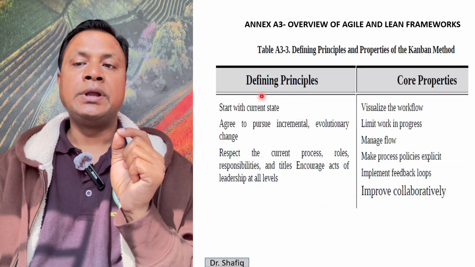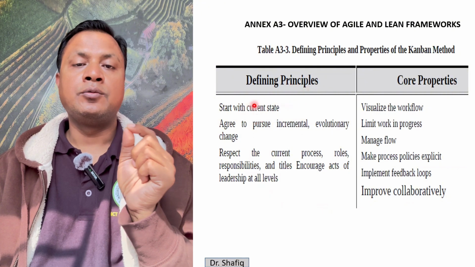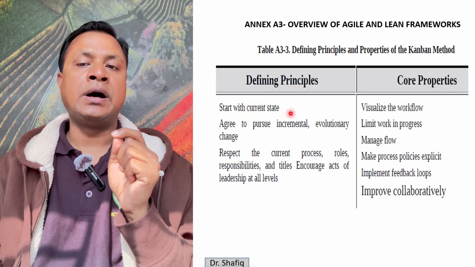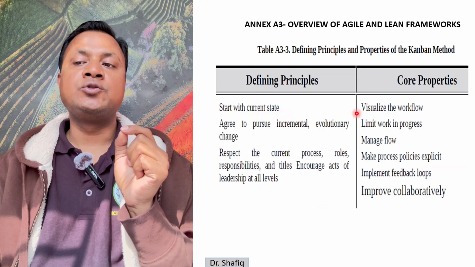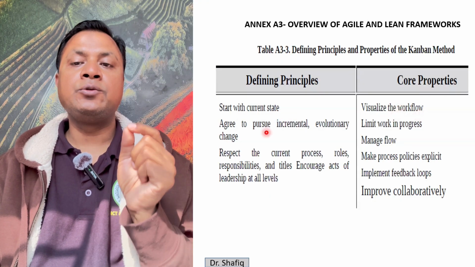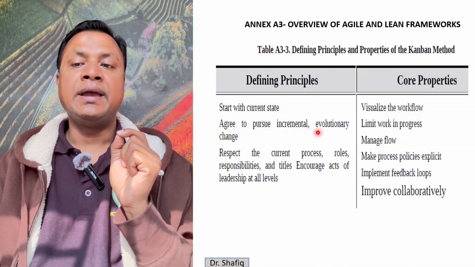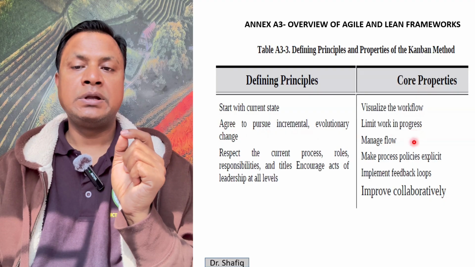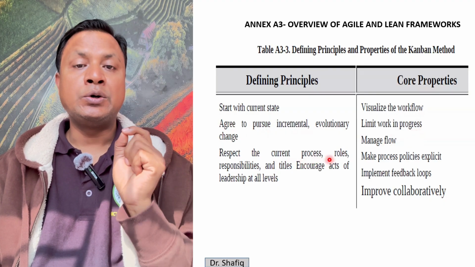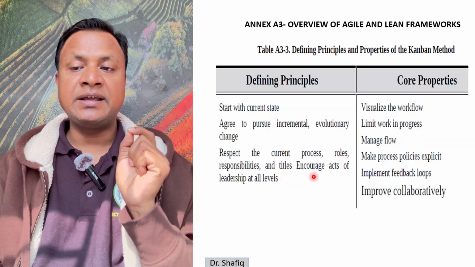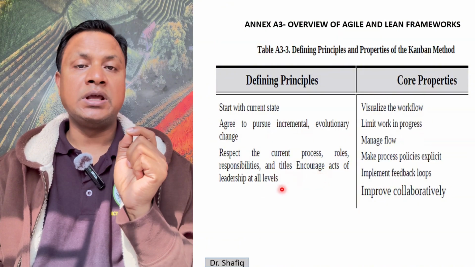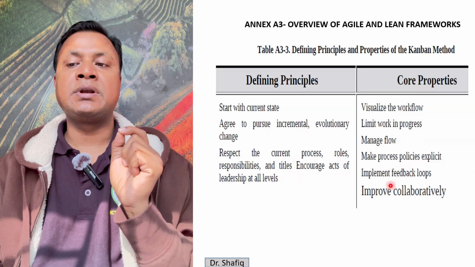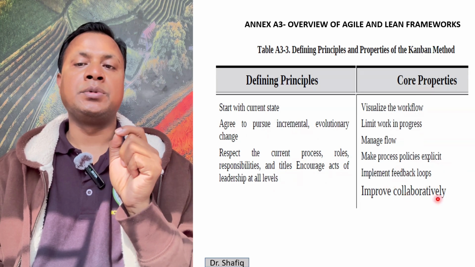So what you do? First you define what you will do, your task. Then start with the current state, where you are. Then you can visualize the workflow. Then you agree to pursue incremental and evolutionary change. So limit work in progress, manage flow. You should respect the current process, roles, responsibilities, and titles, and encourage acts of leadership at all levels. So we should make the process policies explicit, implement feedback loops, and improve collaboratively.